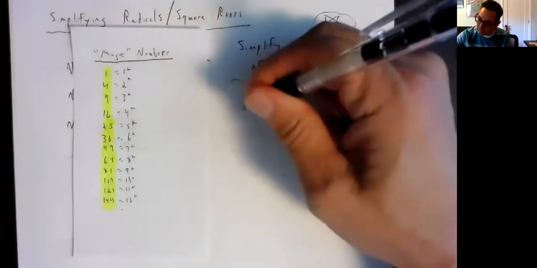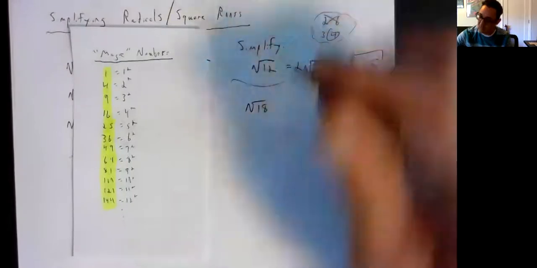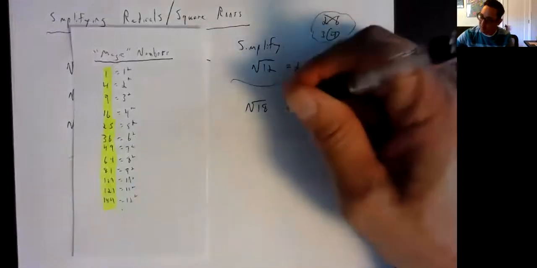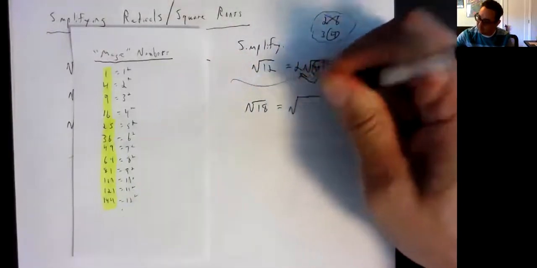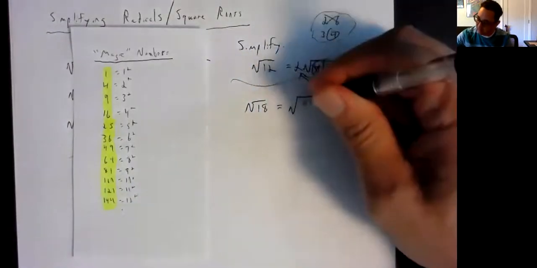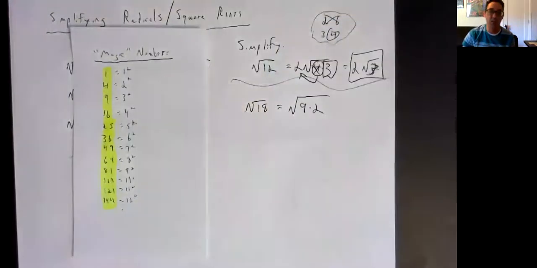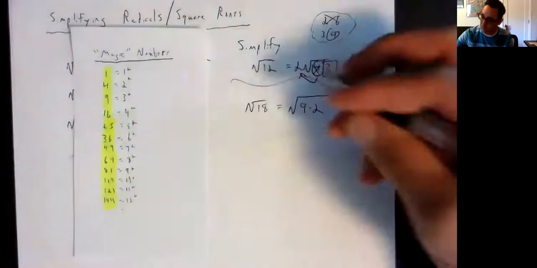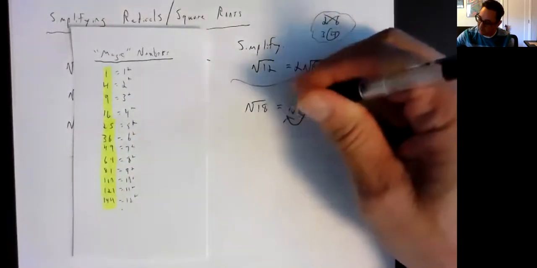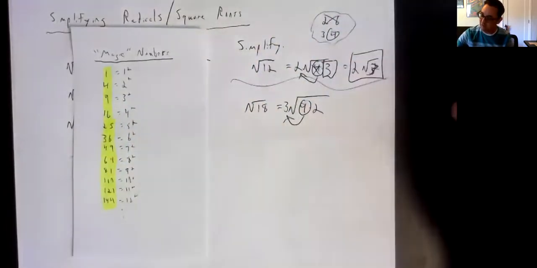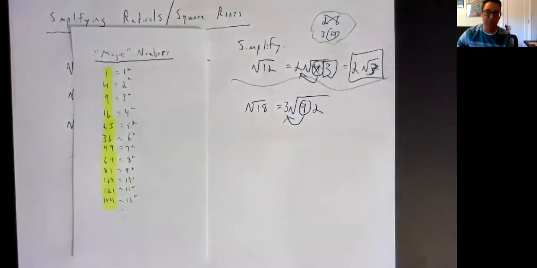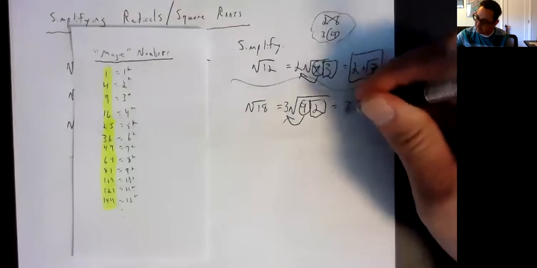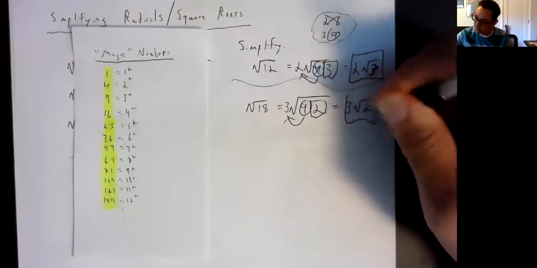Another sample, let's simplify the square root of 18. 18 is not a magic number. Are there numbers that multiply to 18? This time I would say it's 9 times 2. And 9 is a magic number on my list. It magically transforms into a 3, and it moves outside. The 2 is not magic, so it stays inside. And so my final answer is the 3 on the outside, root 2.